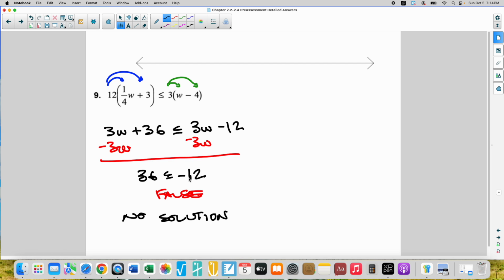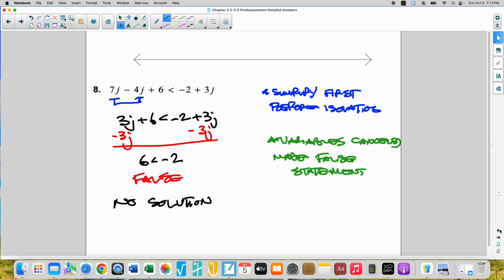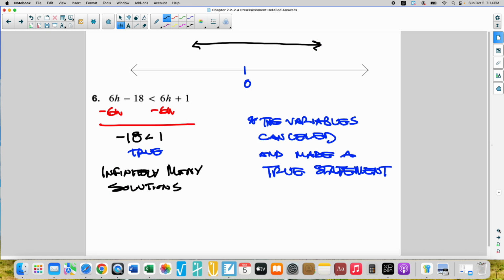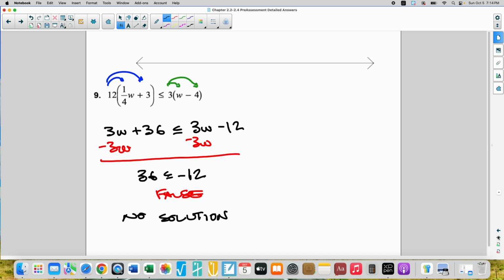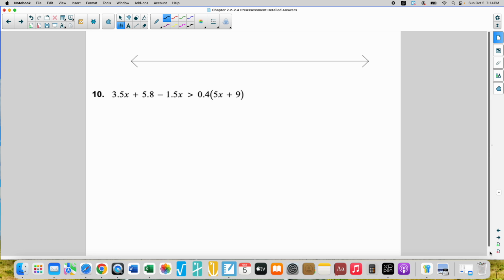You have to show this work. You only get no solution or infinitely many solutions when the variables cancel. We have to see the variables cancel, and it's the number statement, not the variable statement, that tells you that it's that type of answer. I saw some students write 6w is less than 6w or equal, whatever. You have to get rid of the variables.